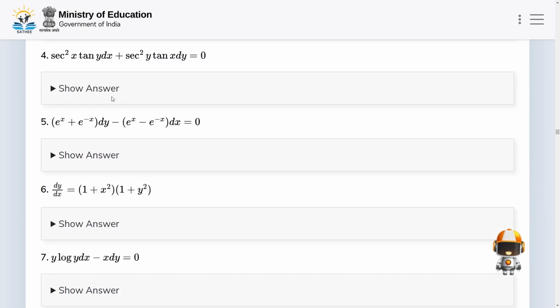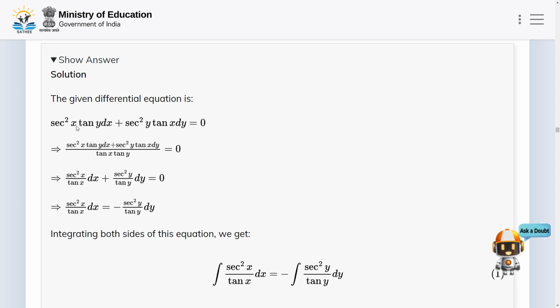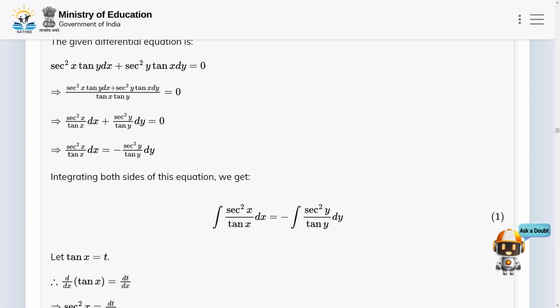Now fourth problem. The fourth problem can be rewritten as you can see, sec square x tan y dx plus sec square y tan x dy. This can be rewritten as, take this dy term to the right hand side and cross multiply this tan x to the left hand side and this tan y to the right hand side. You will have sec square x divided by tan x dx, which is equal to minus sec square y divided by tan y dy. That's it.